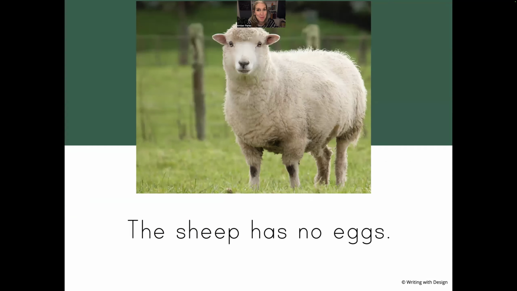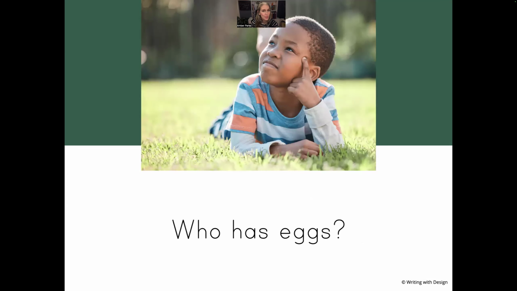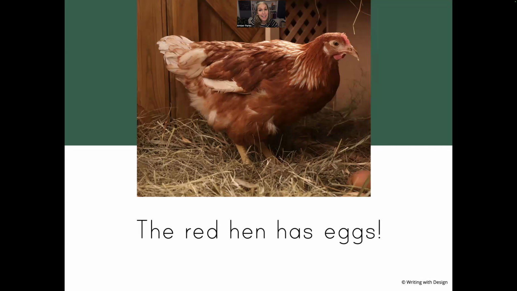Okay, let's keep going a little bit more in our story. The sheep has no eggs. The donkey has no eggs. Who has eggs? The red hen has eggs. You see them in the picture?